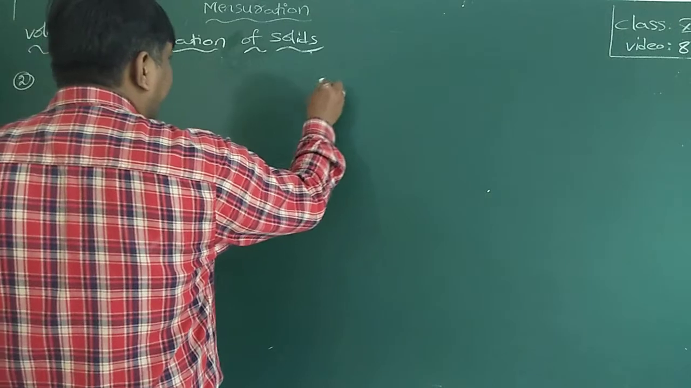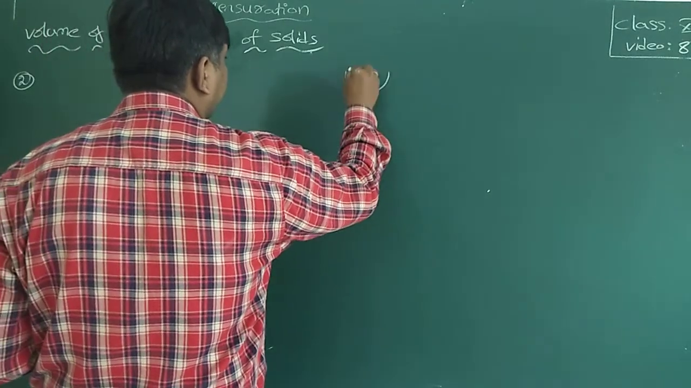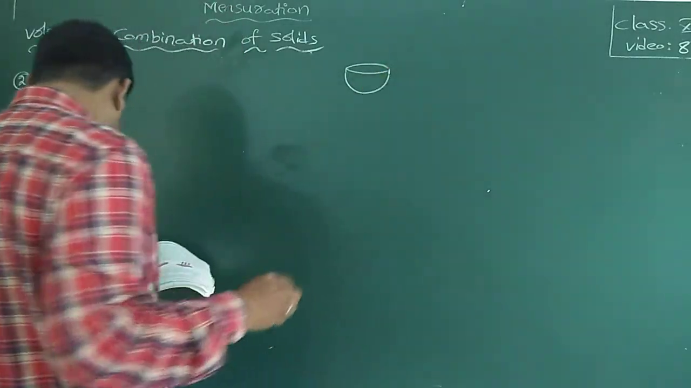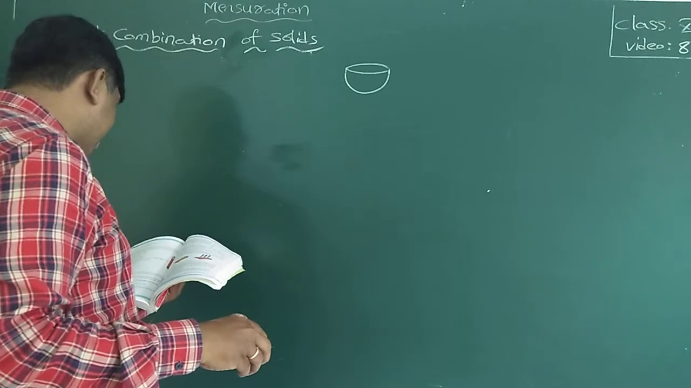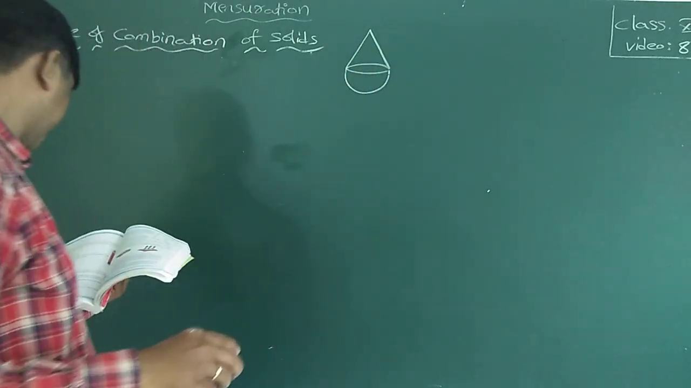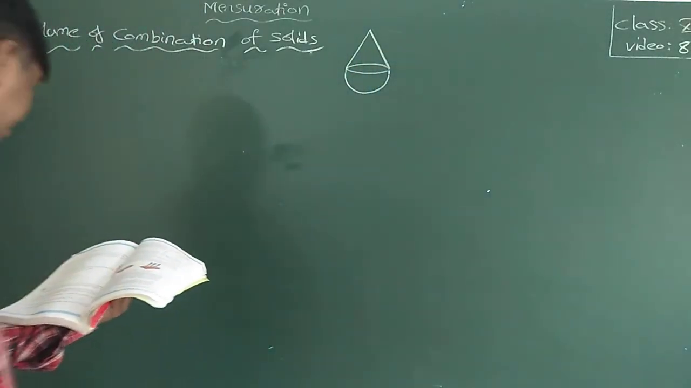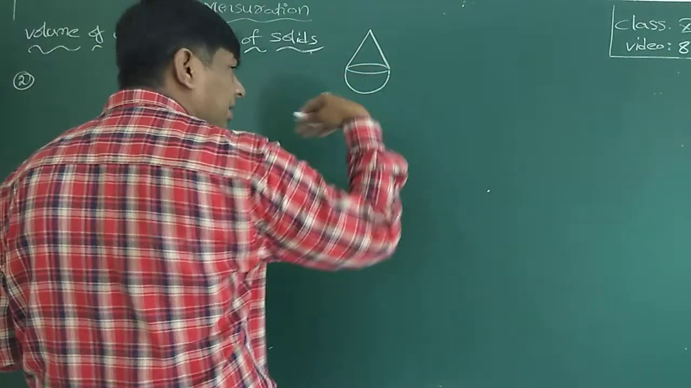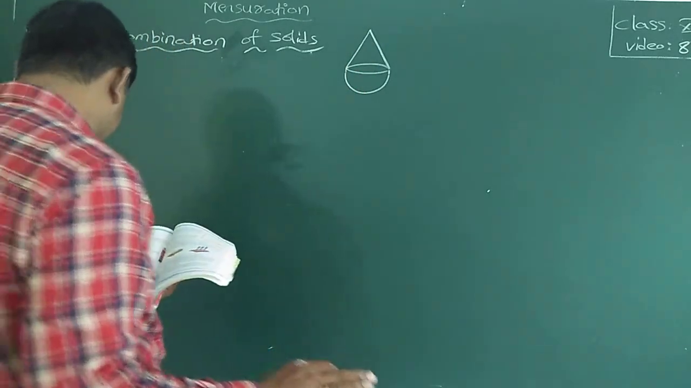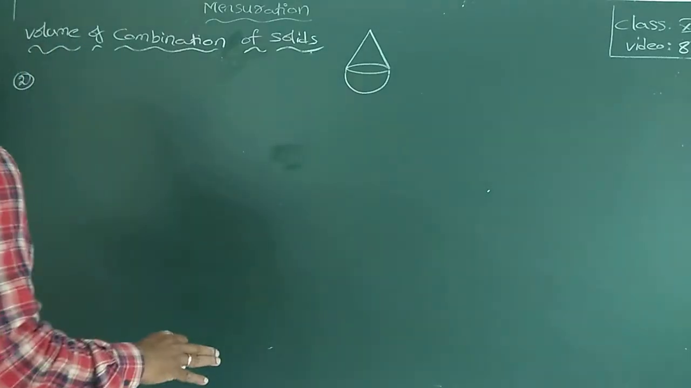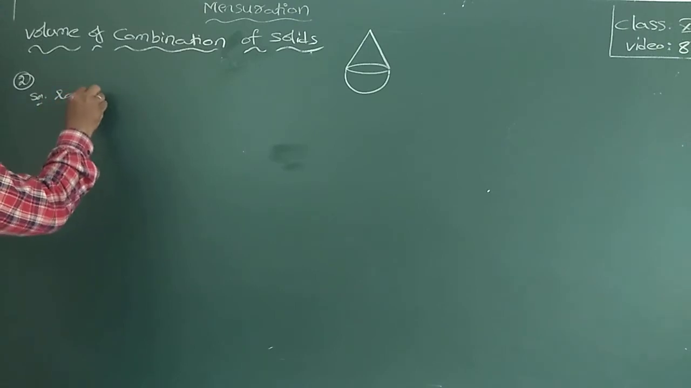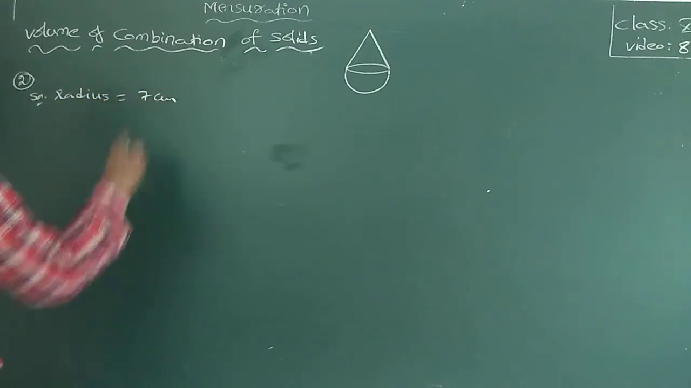So, a toy is like this; a hemisphere is there. A toy is made in the form of a hemisphere surmounted by a right cone, whose circular base is joined with the plane surface of the hemisphere. Surmounted means you can automatically understand that the hemisphere and cone have the common base. The radius of the base of the cone is 7 cm. So the radius of the base of the cone is equal to 7 cm.